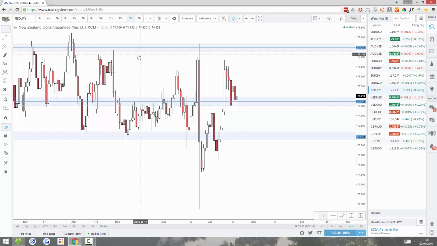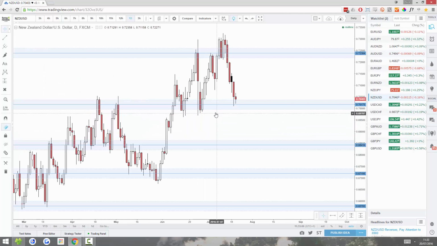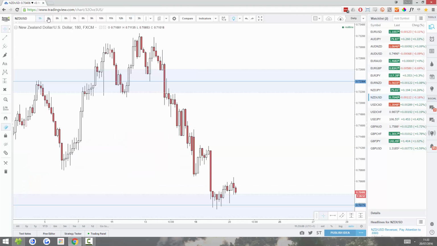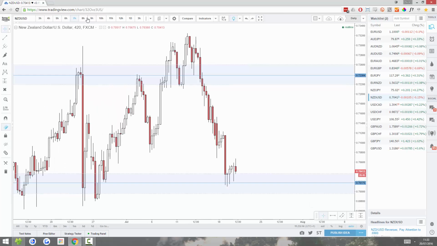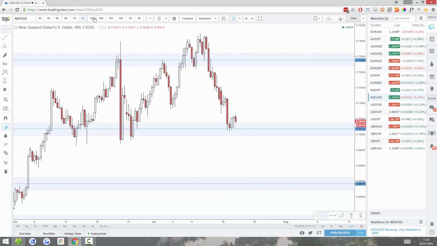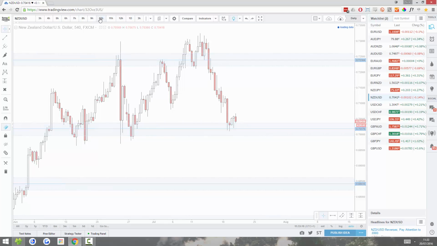All right, so yeah, nothing much happening here, nothing worth noting. New Zealand USD, what's going on here? It actually looked quite good over there on the daily, but let's go up from the lower time frames and work our way up. You can clearly see prices stalling on this area of support.